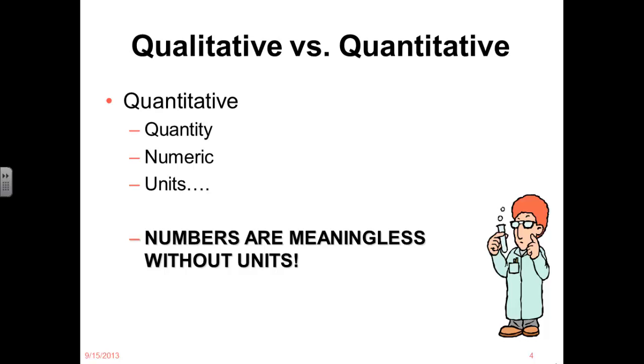If you don't have that label on there, if you don't have the unit with that number, there's very little information we can get from that number. Is it grams? Is it milliliters? Is it kilograms? Is it degrees Celsius? You have to have a tag or a label with your numbers.